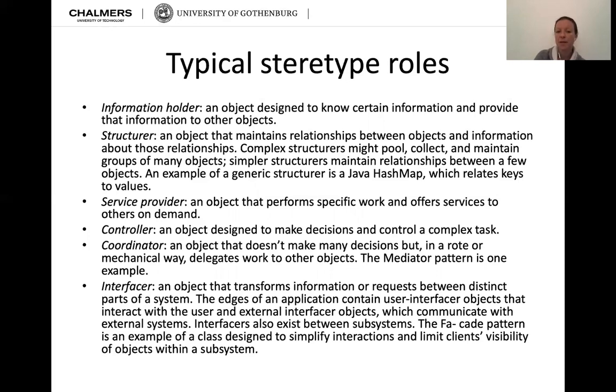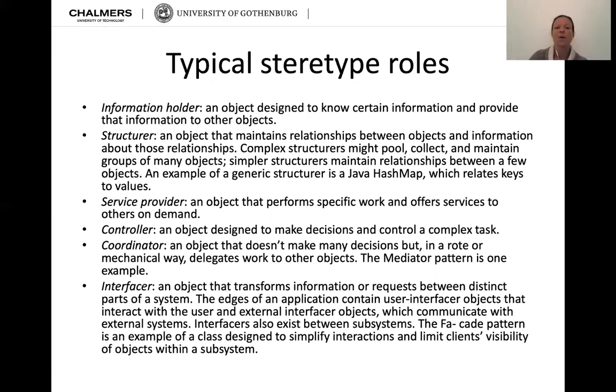Then there are service providers, which is an object or objects that perform specific work and offer services to others on demand. For example, performing a certain function or carrying out a certain algorithm. Then there is controllers, an object designed to make decisions and control a complex task. So that coordinates what are the things that we do one after another. That takes the control away from the user and lets the system do something and then gives it back to the user.